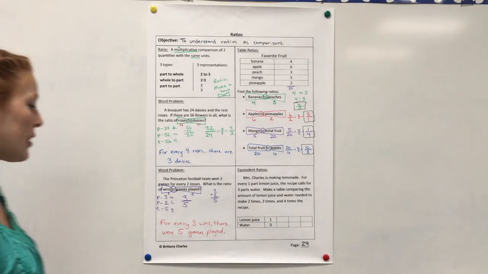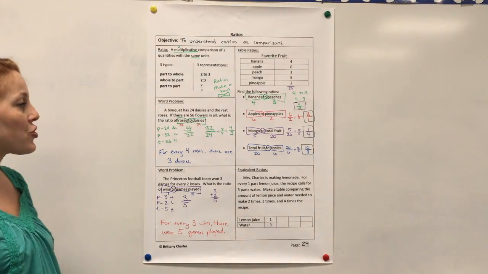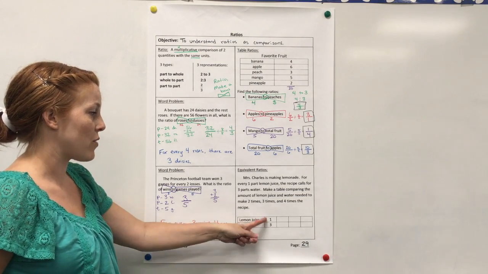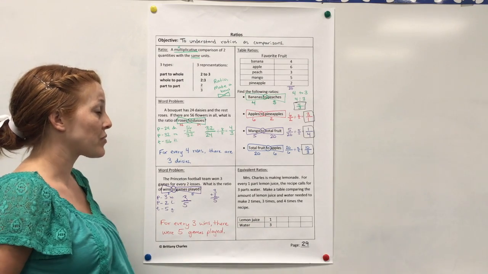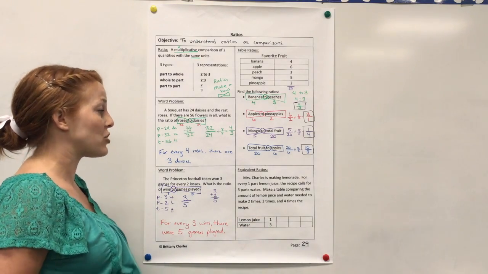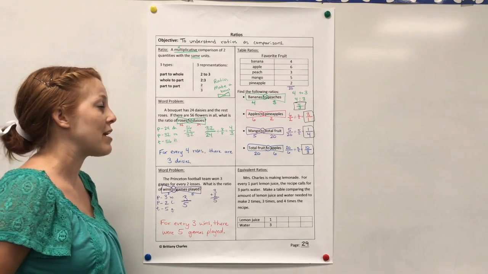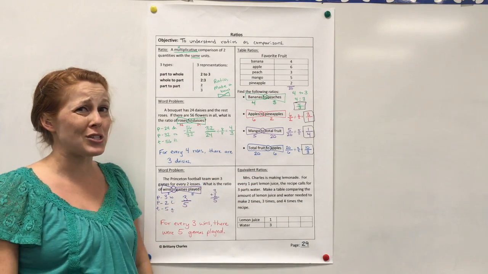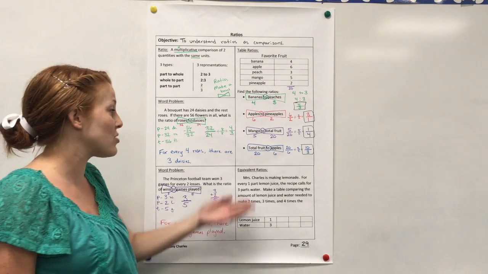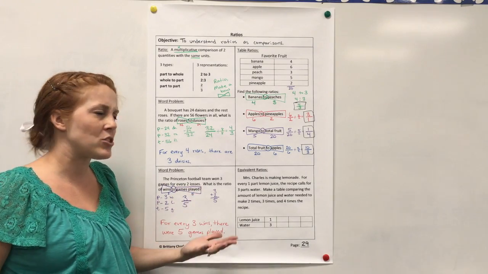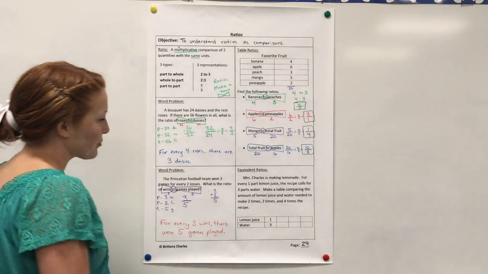All right, last problem. Miss Charles is making lemonade. For every 1 part lemon juice, the recipe calls for 3 parts water. Make a table comparing the amount of lemon juice and water needed to make 2 times, 3 times, and 4 times the recipe. So equivalent ratios is really just like equivalent fractions. Because you can write a ratio in the form of a fraction, you can think of it as, well, what do I do for equivalent fractions?